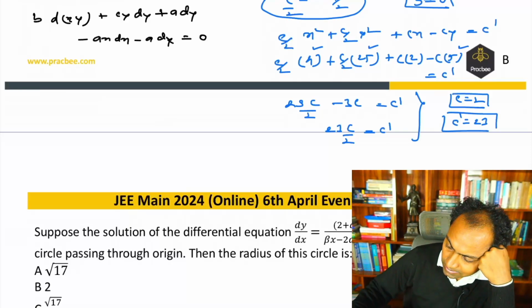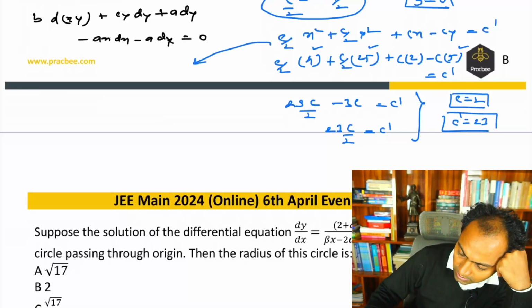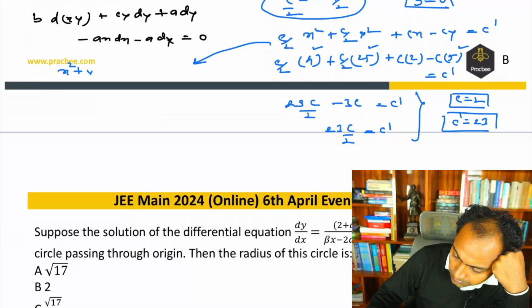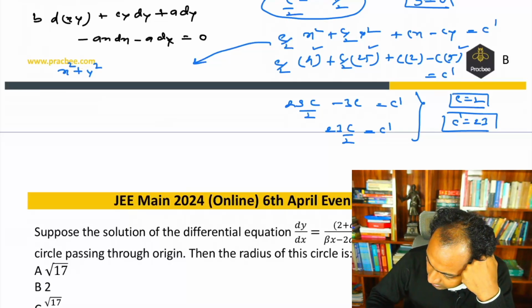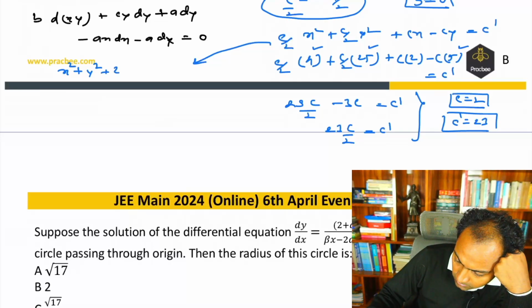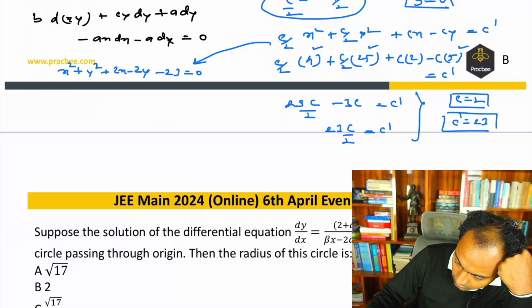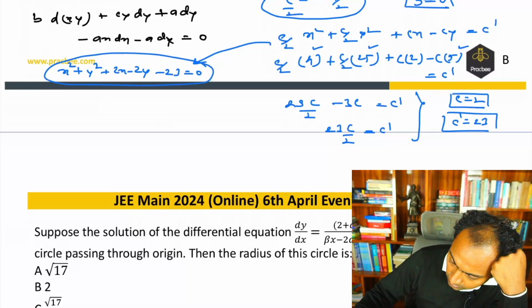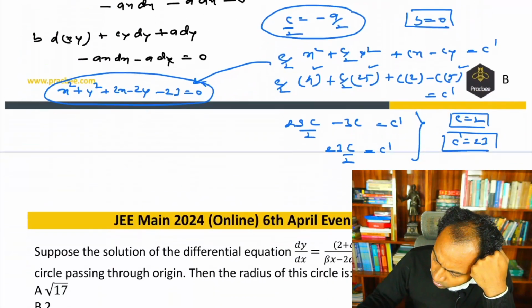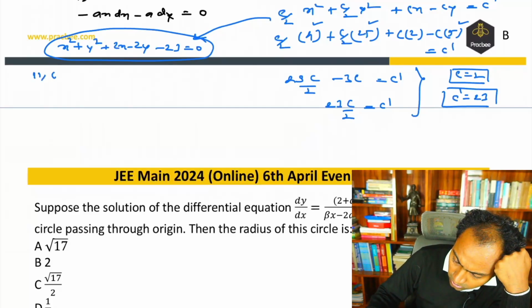And as a result, this equation that we have written here, this comes out to be x square plus y square. C came out to be 2. So 2x minus 2y minus 23 equal to 0. So we have got our circle. Now they are saying that there is a point 11, 6. What is the shortest distance?